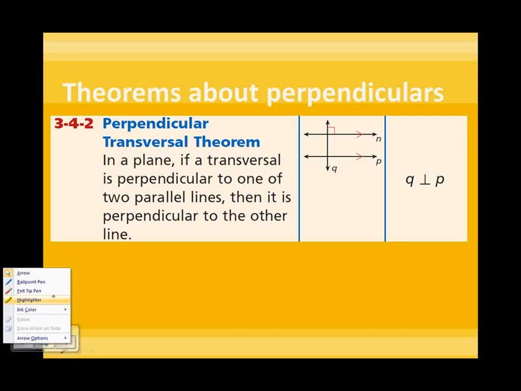The second theorem that we're going to be looking at does have a name. It's called the perpendicular transversal theorem. It says, in a plane, if a transversal is perpendicular to one of two parallel lines, then it is perpendicular to the other. So we have here that lines N and P are parallel because of the markings here and here. And we know that this transversal Q is perpendicular to N. So this theorem says it's safe to say that Q is also perpendicular to P. Now that's not something that's given. That's what we can conclude. And that's the perpendicular transversal theorem.